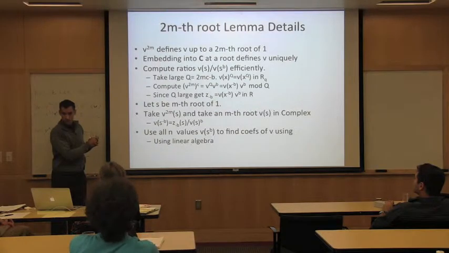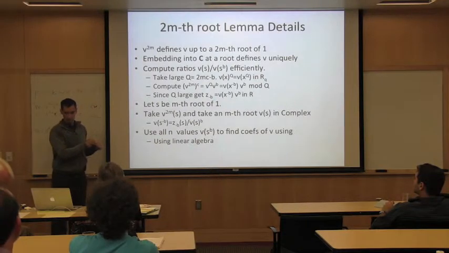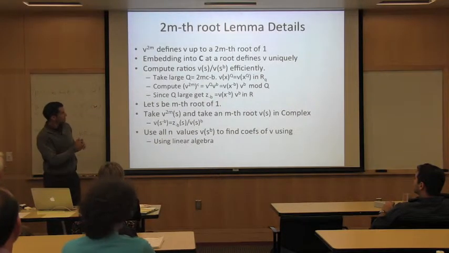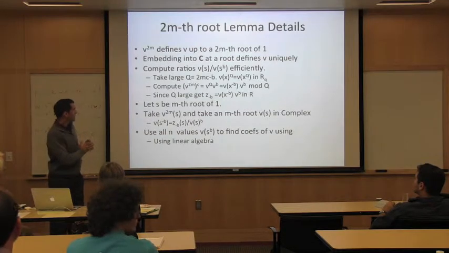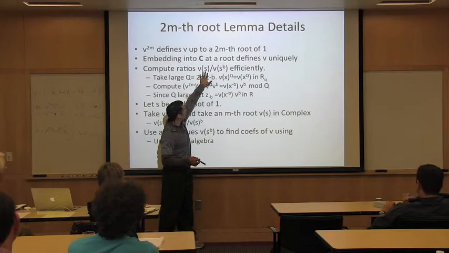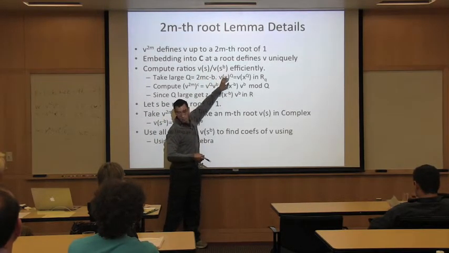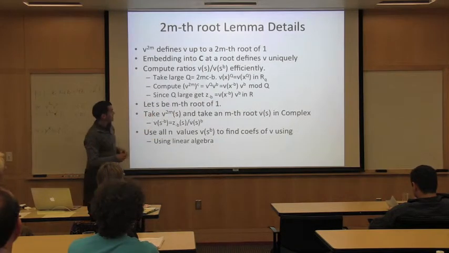Right, because we were working with m odd for our application, so it's a little bit different if m is even. Basically what we were doing was computing this ratio of v at one root of unity to v at a different root of unity. And you can compute that ratio efficiently by using a different prime number.